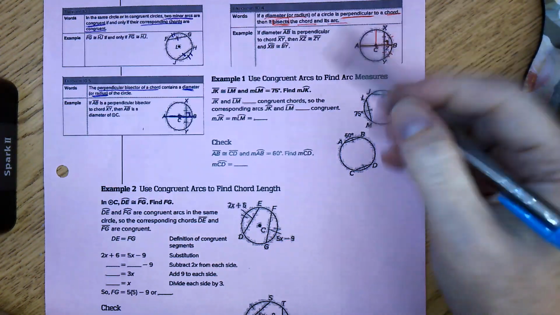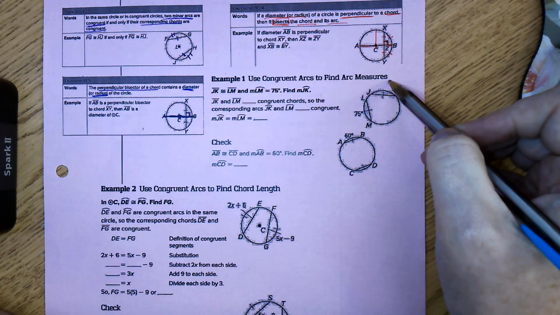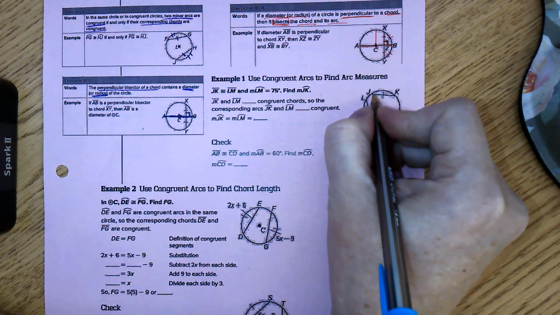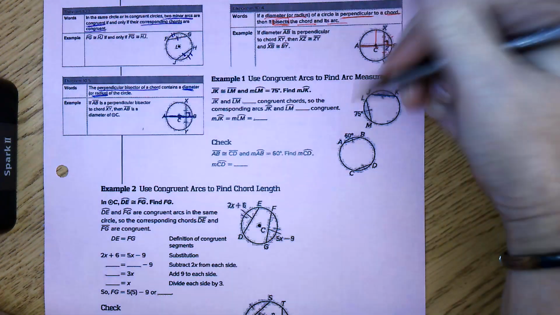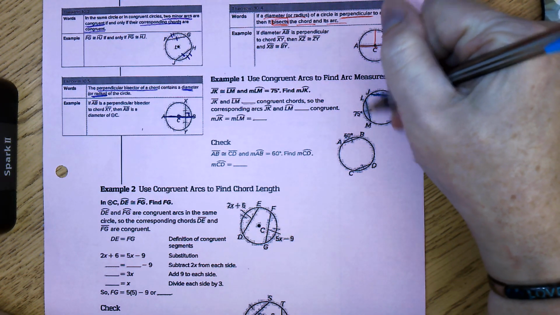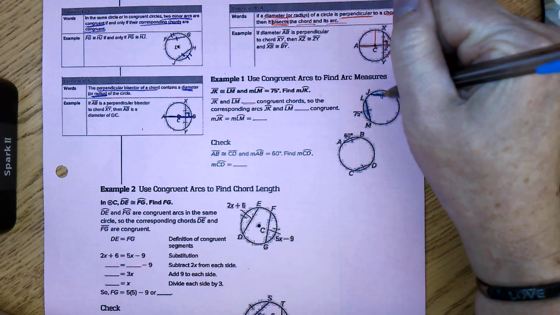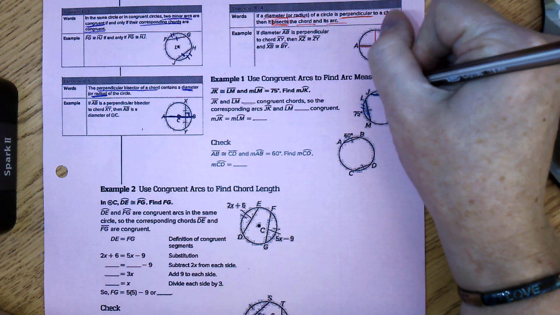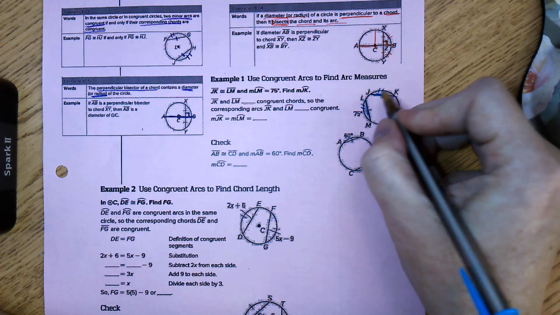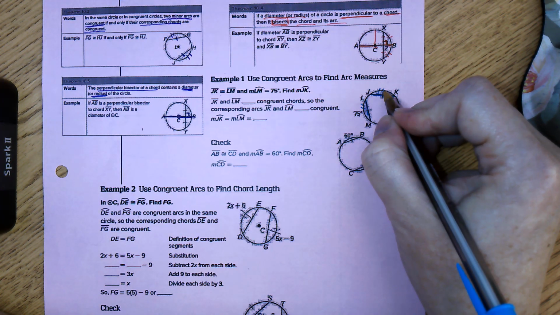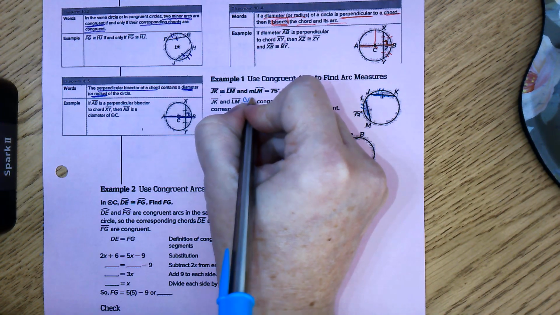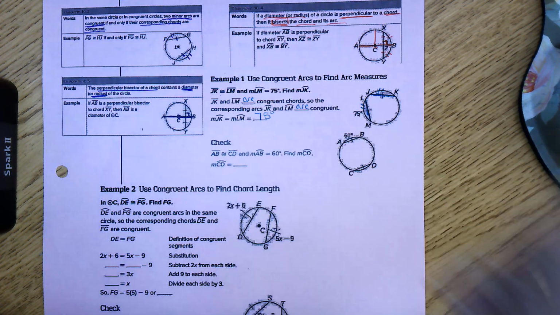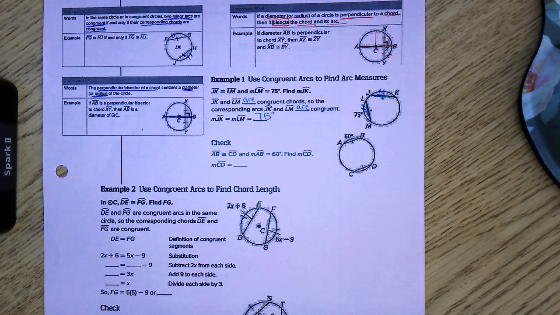All right, so example 1, we're going to use congruent arcs to find arc measures. JK is congruent with LM, so if the chords are congruent based on this, then the arcs must be congruent. So if this arc's 75, what's that? Well, also 75. So these are congruent, and so this one also equals 75 degrees. All right, straightforward enough.